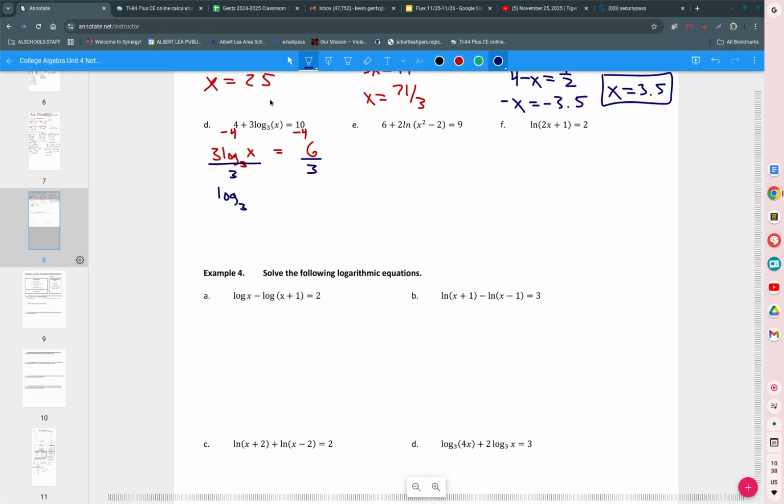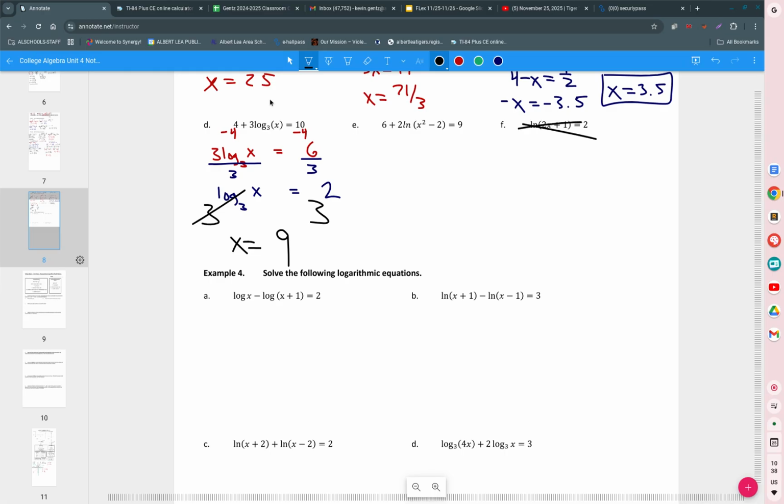Hopefully you got this far to say that log base 3 of x is equal to 2. Now I create a base of 3. I get x is equal to none other than 9. Heck yeah. 9!